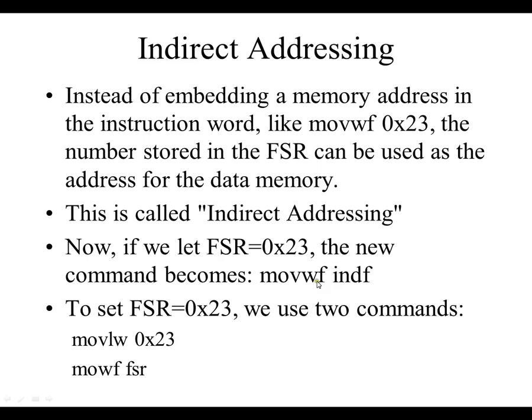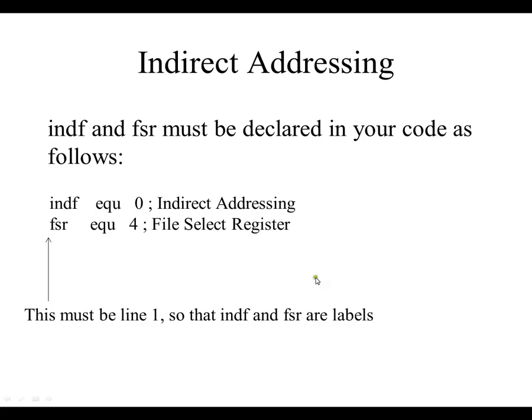So the FSR and the INDF need to be declared. That's simple to do. INDF is going to be equal to 0, and the FSR is located at address 4. These are special function registers that we already have predefined, and we looked at that in Chapter 2, and they have specific memory locations.